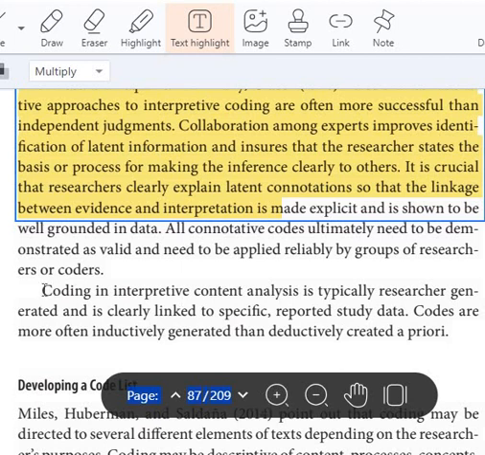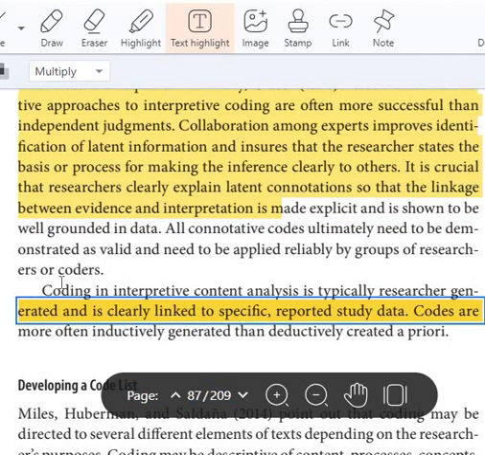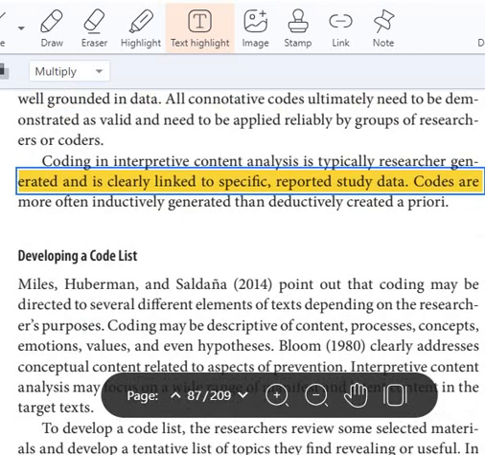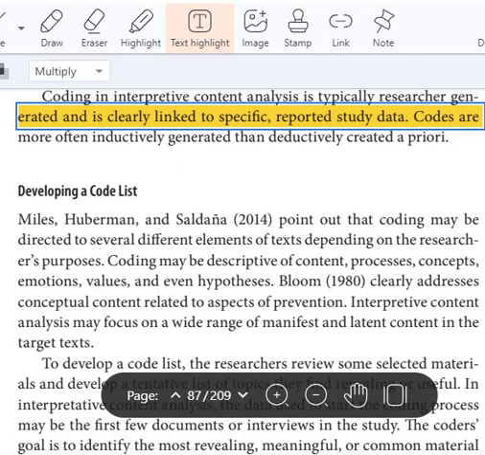The last thing to mention here about coding, before developing the coding: coding in interpretive content analysis is typically researcher generated. That's why the researcher must be experienced and expert. It is clearly linked to specific reported study data. Codes are more often inductively generated than deductively created a priori. Okay, developing the code lists.